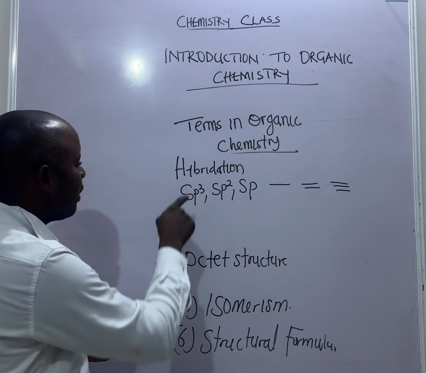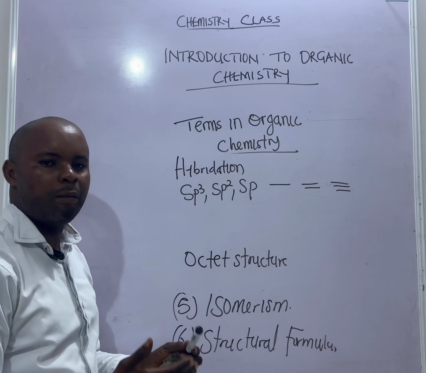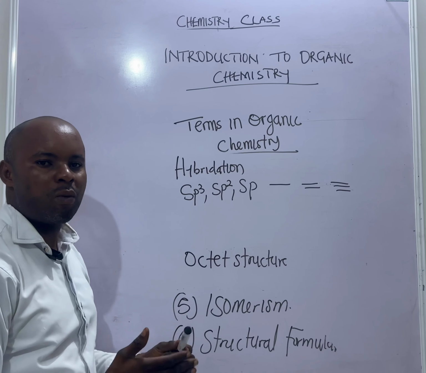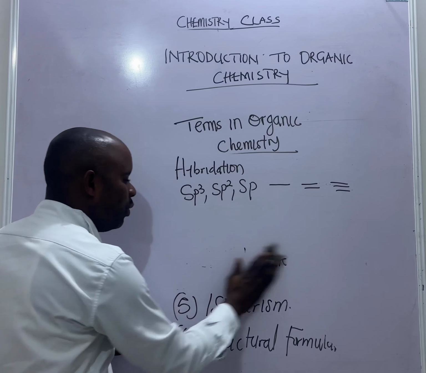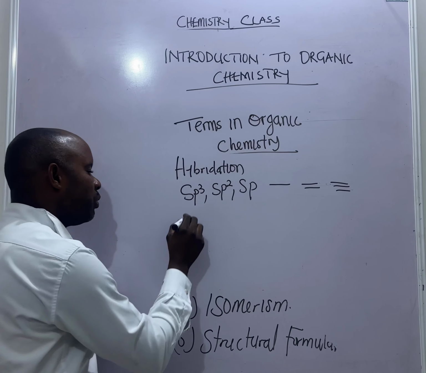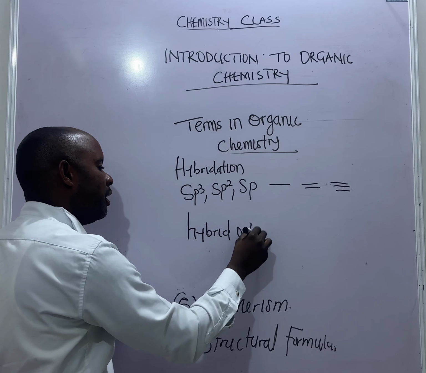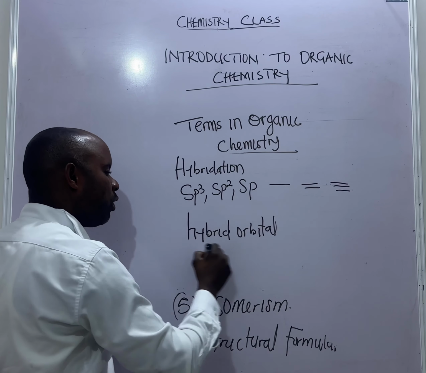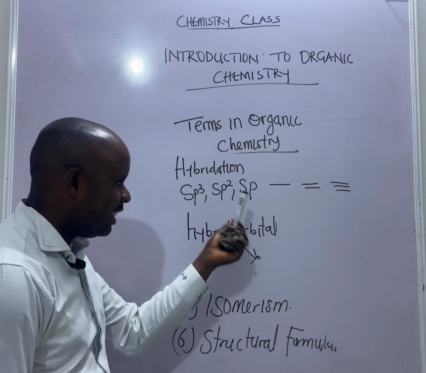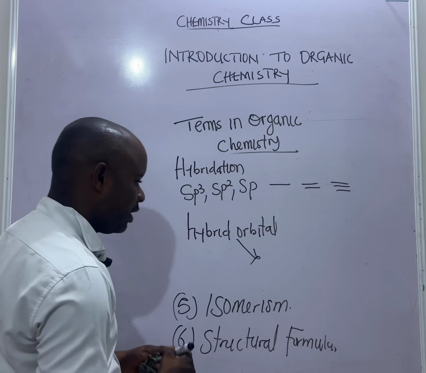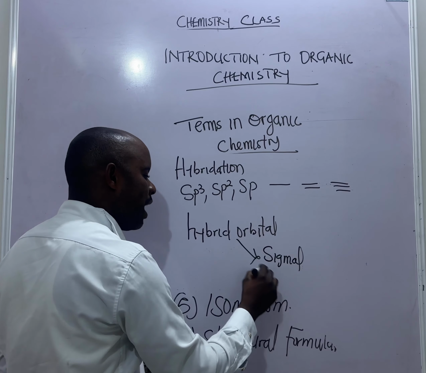So we define hybridization as the mixing or overlap of two or more orbitals in the same principal quantum level, to give a new orbital. This new orbital is known as a hybrid orbital. And this hybrid orbital will give us the types of bond that exist in organic compounds. Now we are going to talk about the sigma bond and the pi bond.